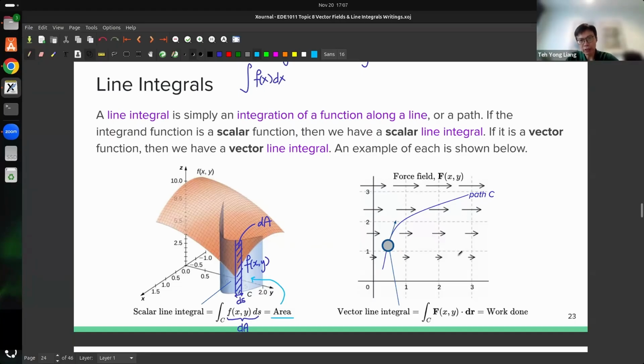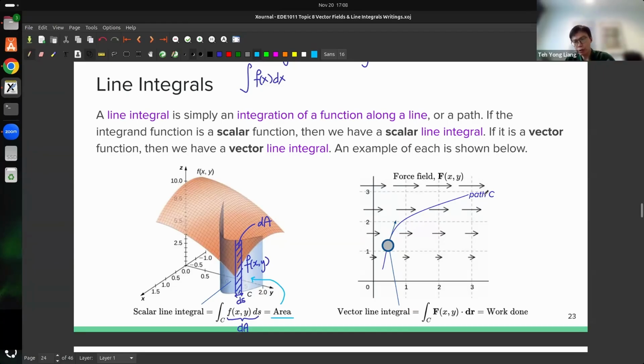More importantly now, I want to talk about the vector line integral. The vector line integral is exactly what it says. It's an integration of a vector field or vector function. We have seen this vector function in the earlier class already. So we are integrating the vector function along some curve C or along some line, or along some path, regardless of what it's called. So this is called a vector path integral or vector line integral. Once again, the path can actually be a curve.